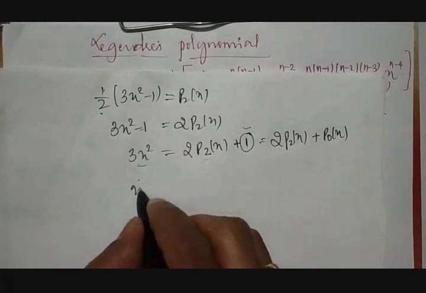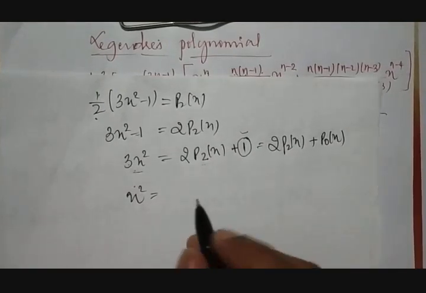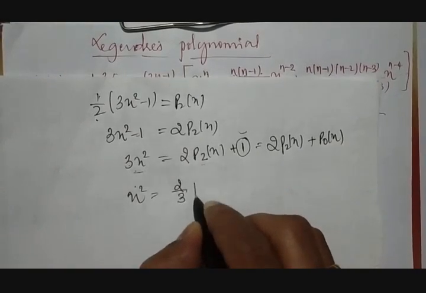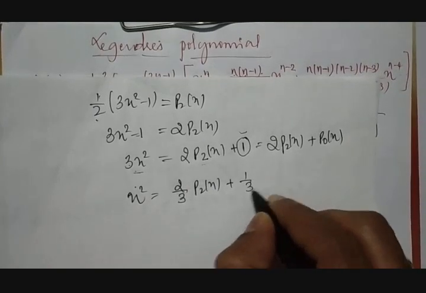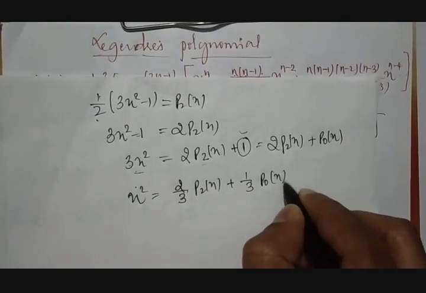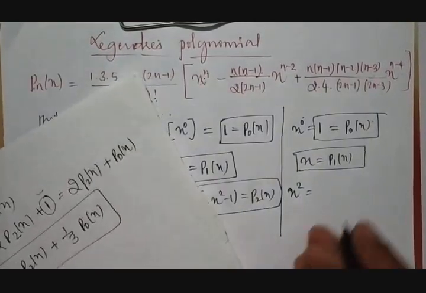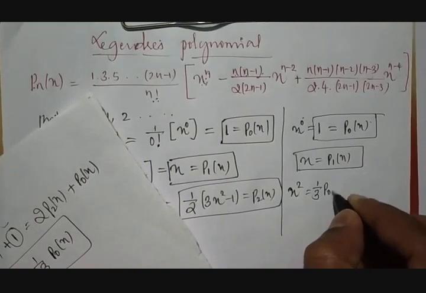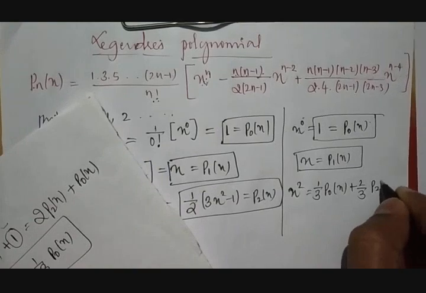Then x square is equal to, 3 will go to the other end, then it becomes divided by 3. Therefore it is 2 divided by 3 into p2 of x plus 1 divided by 3 into p naught of x. Therefore x square is equal to this, that I'll write here directly. So 1 divided by 3 into p naught of x plus 2 divided by 3 into p2 of x.